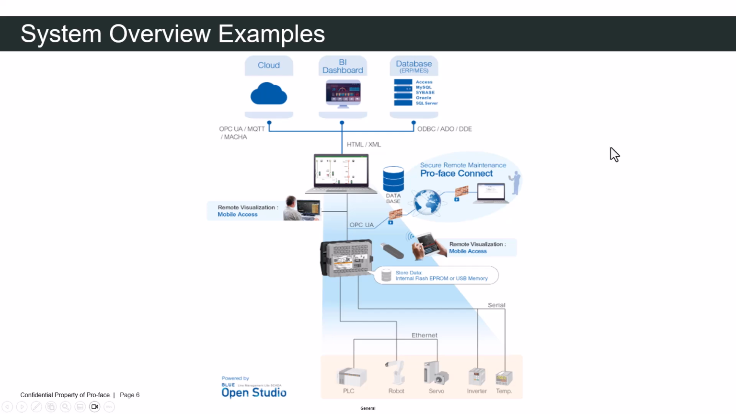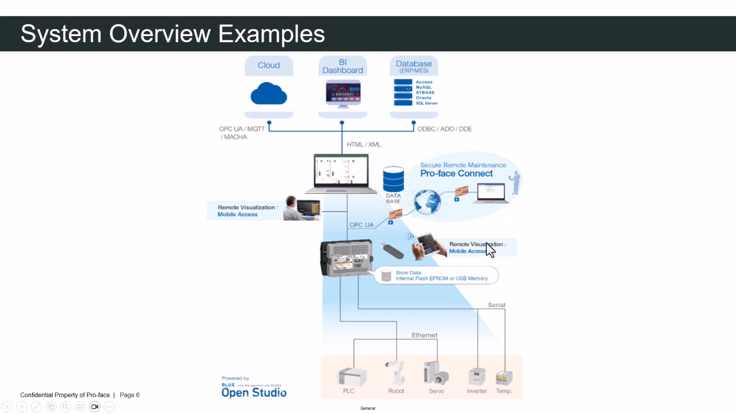All right, so now if we jump right into architectures, here's a slide that we will expand on, but in a nutshell, this is showing basically the EdgeBox at the center of your architecture, right? So you have the ability to say store data in the internal flash or to USB memory, etc. within this EdgeBox HMI. And then if we start from the bottom here, this is where we're connecting to all the different devices, PLCs, robots, servos, inverters, temperature controllers, whatever they might be, whatever communication medium, whether it's serial or Ethernet, we've got the ability to do that with all the different drivers, etc.